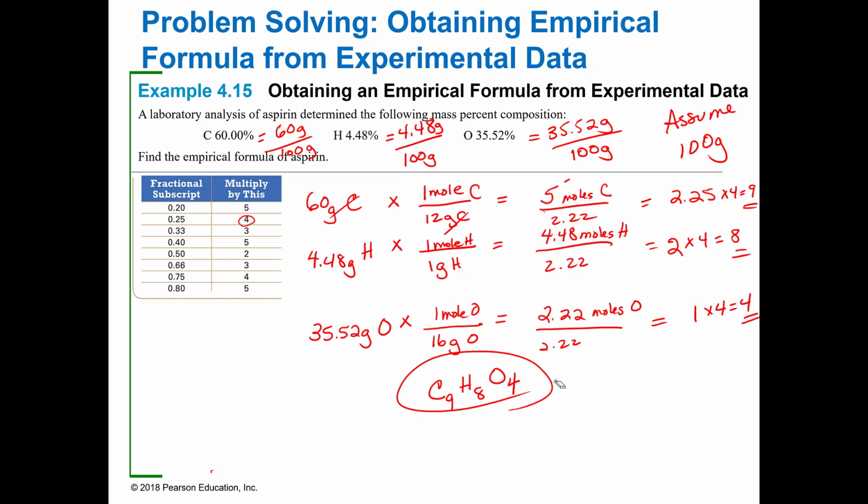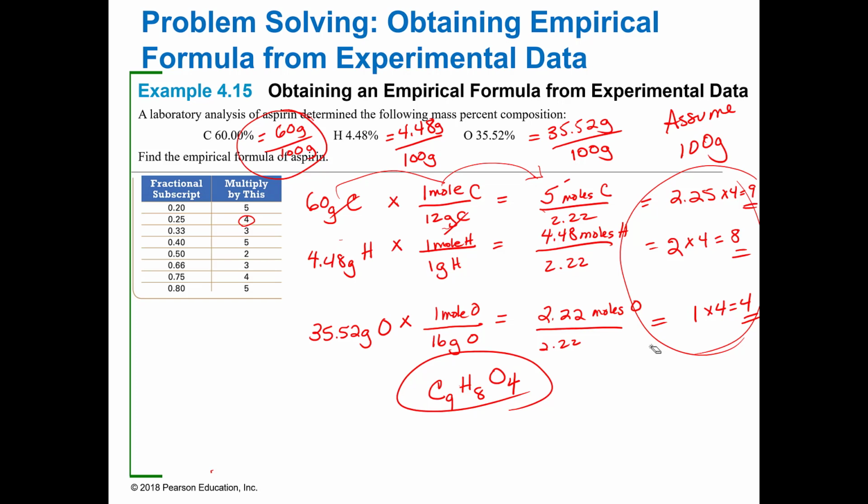Okay? So again, this time you had percent. So you just convert that to grams. So we're assuming if we had 100 grams, that would mean we had 60 grams, 4.48 grams, and 35.52 grams. See how easy that makes the math. And so then you put it in there, change it to moles, then get it to the lowest, divide by the lowest one to get one of them to be 1. And then if you have to, sometimes these will be whole numbers already, and you just jump up and down.